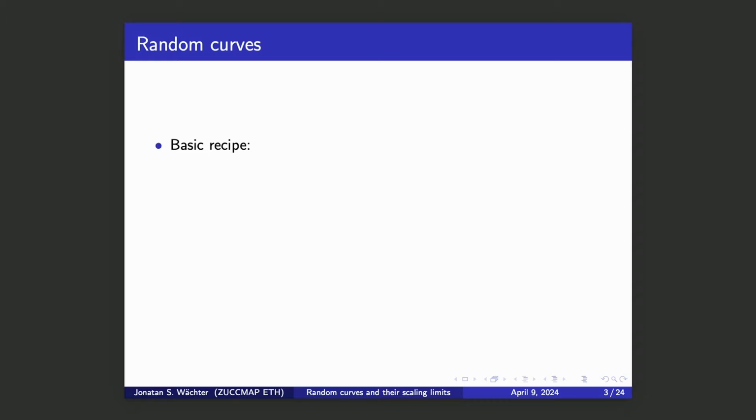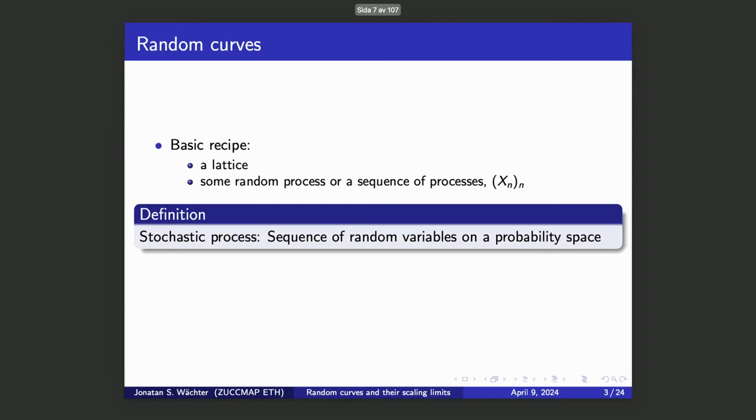So the basic recipe for this talk is going to be to have a look at a lattice, which is the discrete base structure that we're going to use, and some random process or a sequence of processes that might be independent of this lattice. By this I mean, of course, a stochastic process, a sequence of random variables on a probability space. And the outcomes of these experiments are going to determine how the curve evolves.